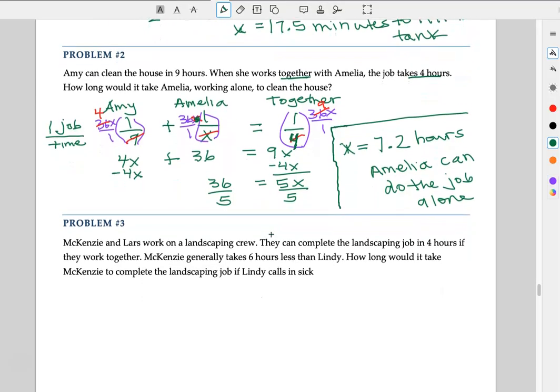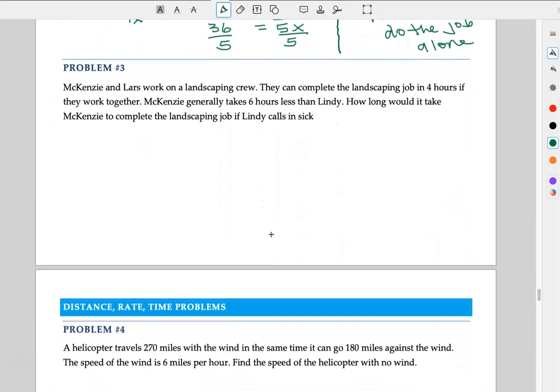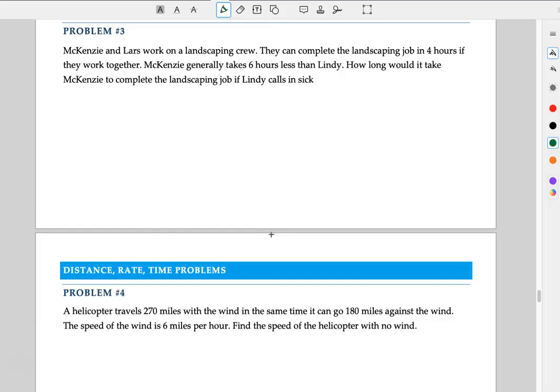Okay, so let's try this one. See if you can help get it set up here. Mackenzie and Lindy work on a landscaping crew. They can complete the landscaping job in 4 hours if they work together. Mackenzie generally takes 6 hours less than Lindy. So this is different. It's not just 6 hours, it's 6 hours less than Lindy. How long would it take Mackenzie to complete the landscaping job if Lindy calls in sick?